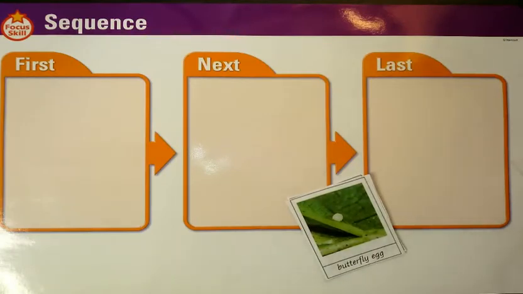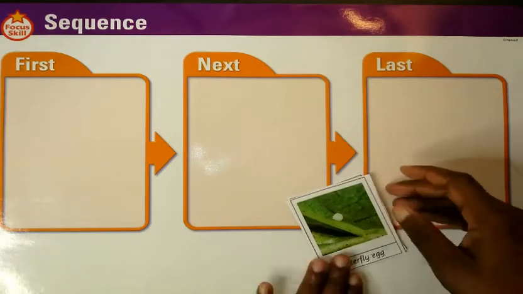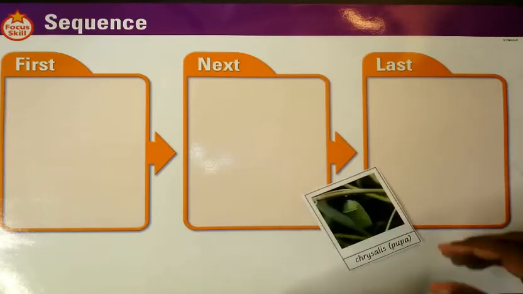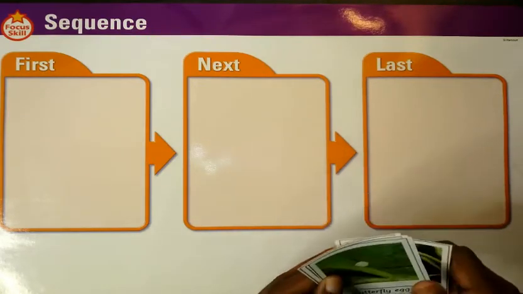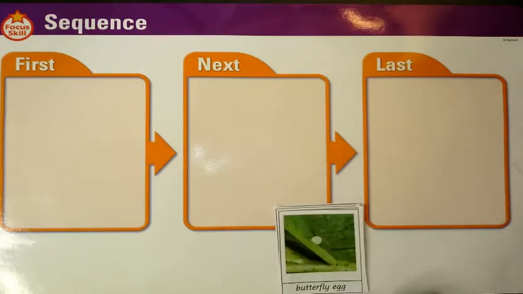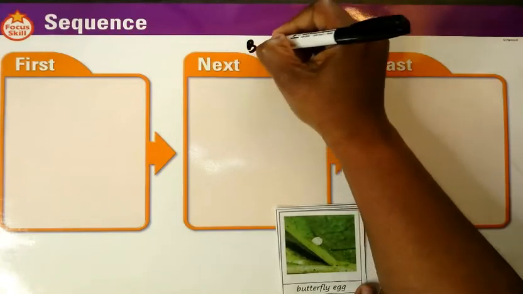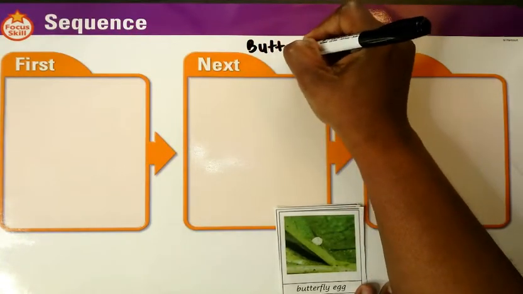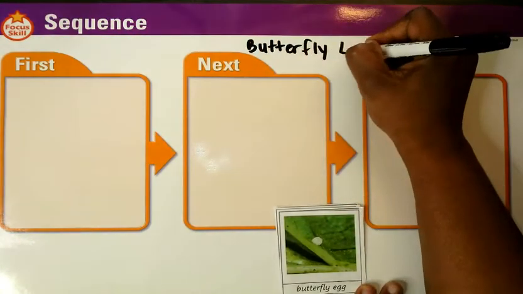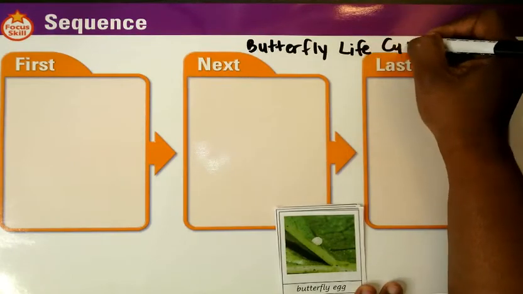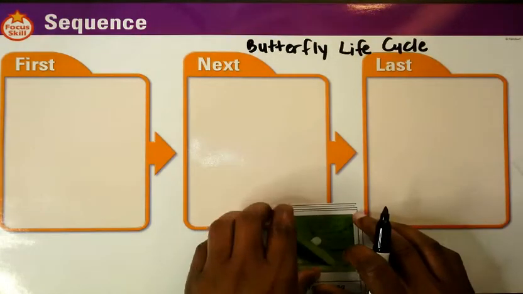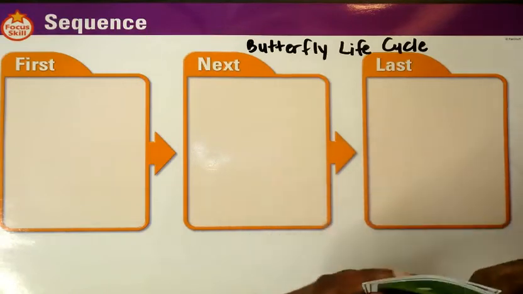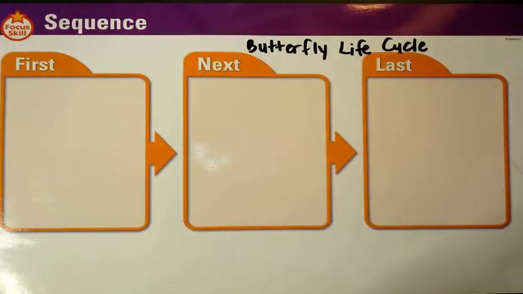So I'm going to use a pictorial representation to show you guys what I'm going to do, using the life cycle of a butterfly. So we're going to look at the butterfly's life cycle using our sequencing chart. So the first thing I know is step one, the first thing we'll have is the eggs.